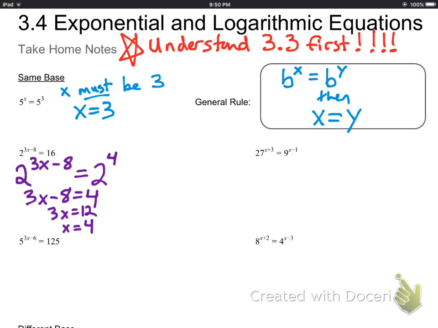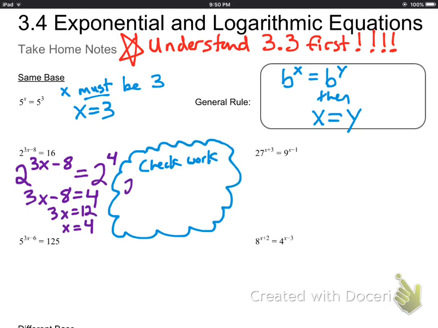As far as checking your work on these kinds of problems go, here's our check work cloud. Just plug in the number you got and make sure it comes out to what you get on the other side. Okay, cool. Let's do this one on the right.